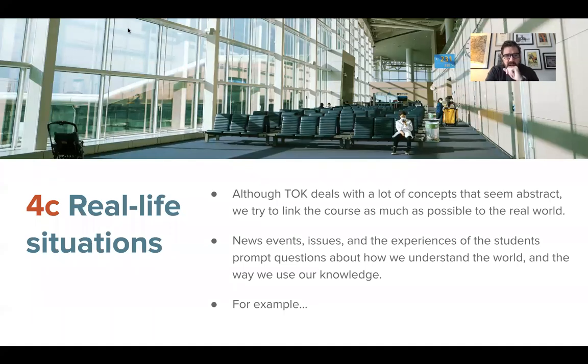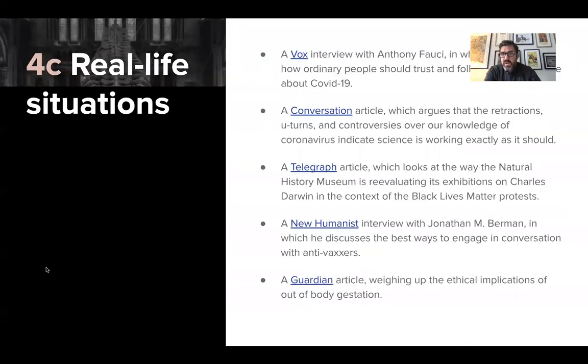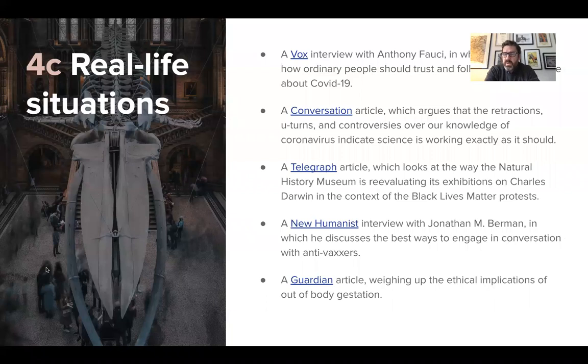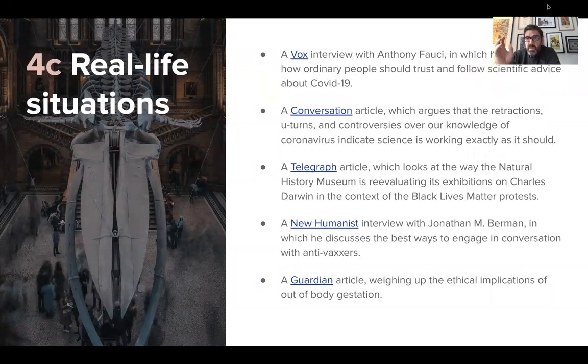Okay, so let me again give some examples here. I publish a newsletter every month. We look at about 20 different stories, 20 different real life situations, and that's how I like to explore TOK. That's how I try to make my lessons as engaging as possible. So here are some of the things that I've spotted recently that I've put in the newsletter.